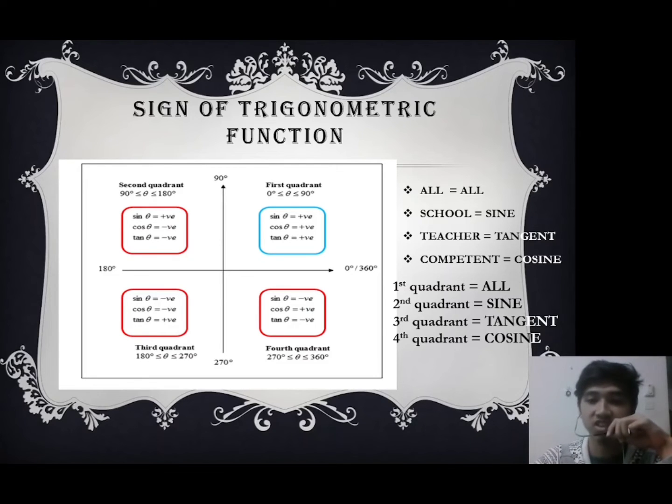Meanwhile, for the second quadrant, I use school to represent sine in the second quadrant, where only sine is considered as positive value. Meanwhile, in the third quadrant, I use the word teacher, as tangent uses the letter T in the front, and only tangent in the third quadrant is considered as positive value. And finally, in the fourth quadrant, I use the word competent to remind us, and in the fourth quadrant, only cosine is considered as positive value. Let's go to the next point.